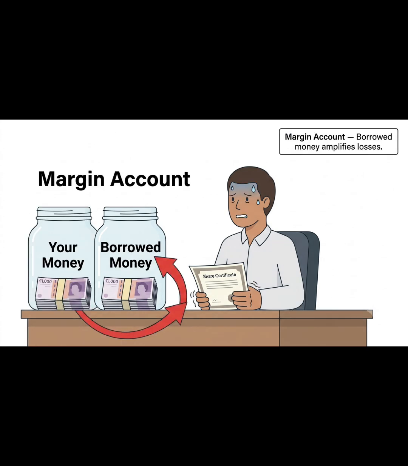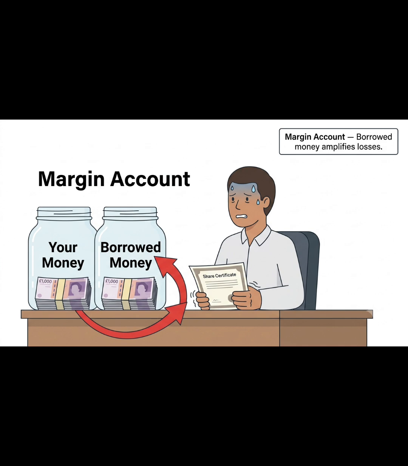A margin account lets you borrow from the broker to trade with more than you actually have. Put up £1,000 and depending on the broker and the stock, you might be able to control £2,000 worth of position. That sounds like free upside. It isn't free. And it isn't only upside. The effect runs in both directions, and it isn't gentle about it.